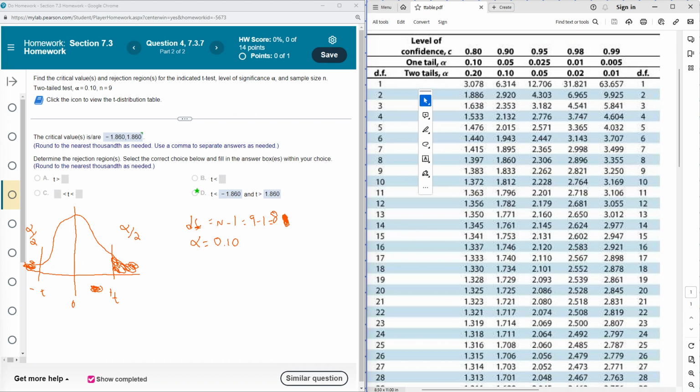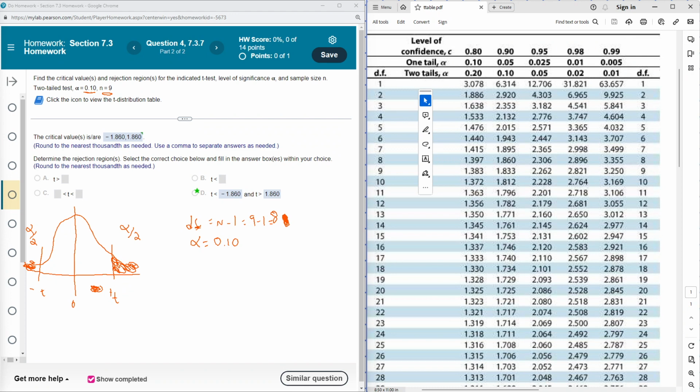So what we found is that the degrees of freedom... our critical region here is 0.10, and our n is our sample size. So we can find degrees of freedom. It's going to be 9 minus 1, which is 8, and our alpha is 0.10.